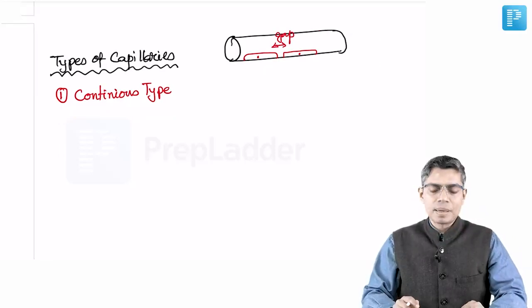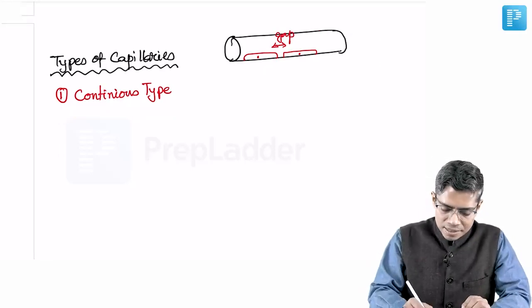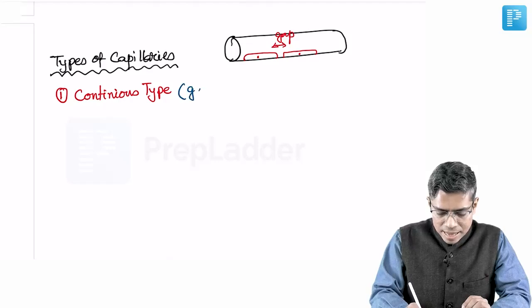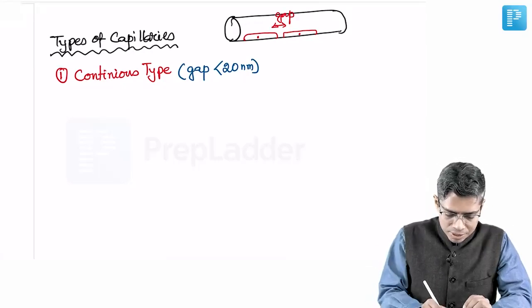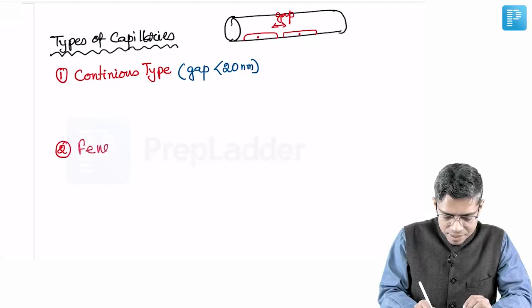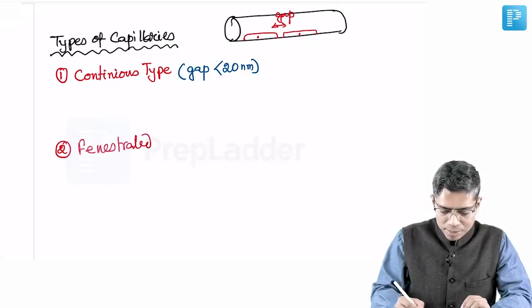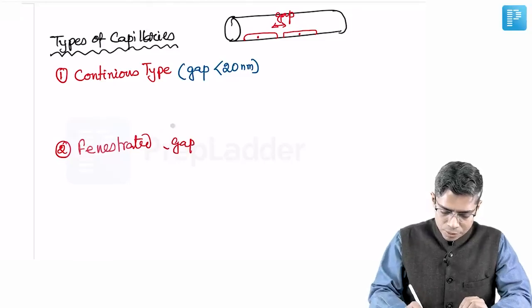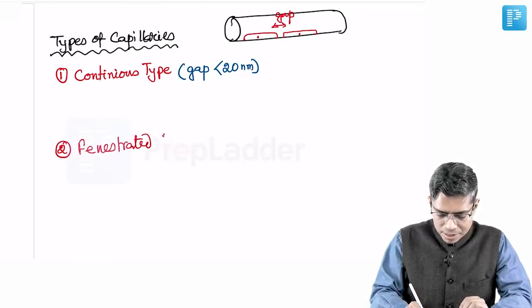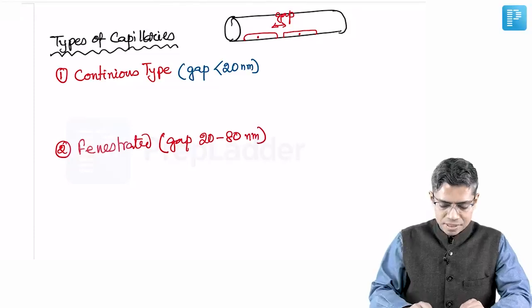Number one type of capillary is the continuous type of capillary. In the continuous type of capillary, I can easily understand that the gap will be lesser. So I'm writing here the gap is less than 20 nanometer, right? Then the second division is the fenestrated type of capillary. So here the gap will be a little more. In fenestrated capillary, the gap is generally 20 to 80 nanometer, right?